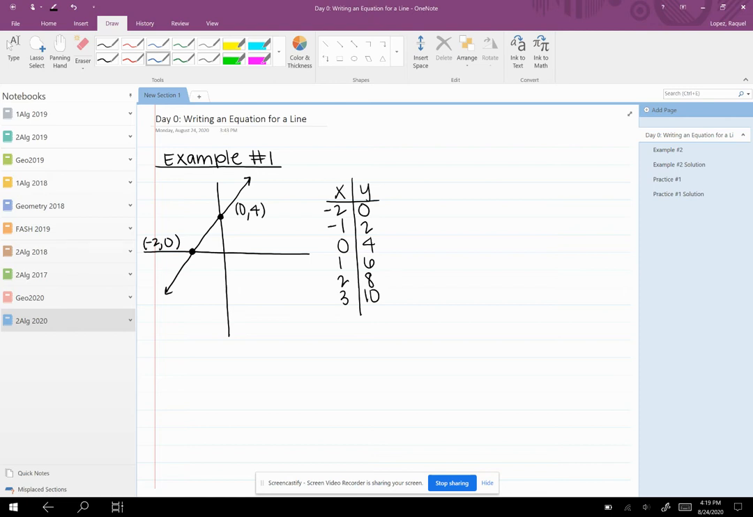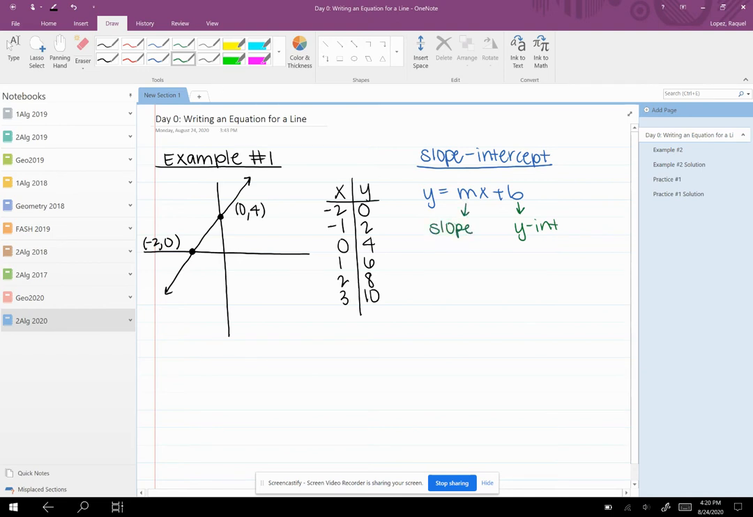So if we're trying to write an equation that matches, we're going to use the structure of slope-intercept form. And that looks like y equals mx plus b. Now, you guys may or may not have heard that before, but we're just going to do a quick refresher on that. So if you remember, the b in this equation is for your y-intercept, and the m is for your slope. Okay, now we can get both of these things from the graph and from the table, and I'm going to show you how.